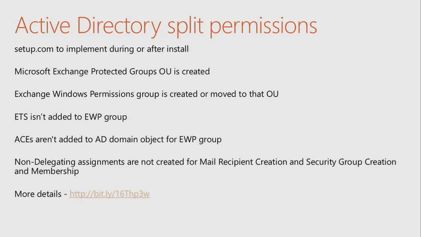Now, this is the hard split. When you set up Exchange, or if you didn't do it when you were setting up Exchange, you can do it later. Run the setup with the AD split switch, right? The switch allows you to separate those permissions. So what happens when you do that, first of all, is it creates a protected OU. You see that protected group OU on the slide. It creates that OU, it moves the Windows permissions group to that protected OU, and it does not give Exchange Trusted Subsystem the permissions that it had in Active Directory. So ETS does not have any permissions in AD.